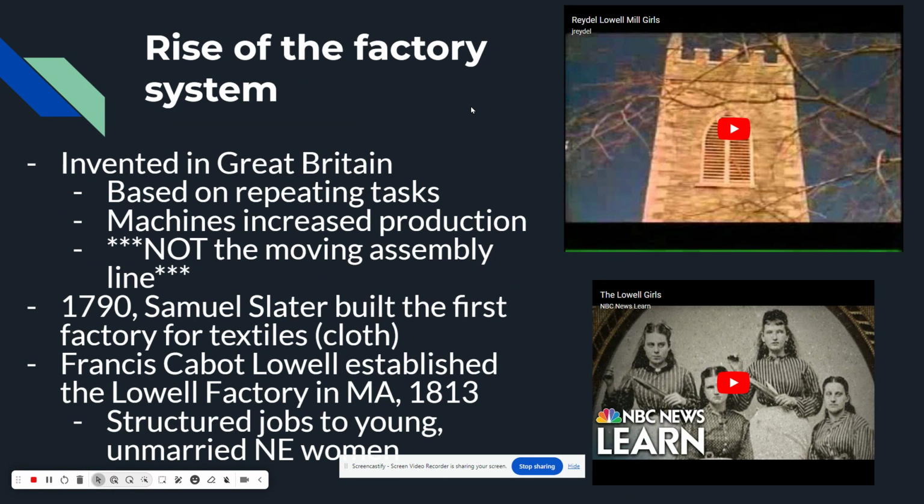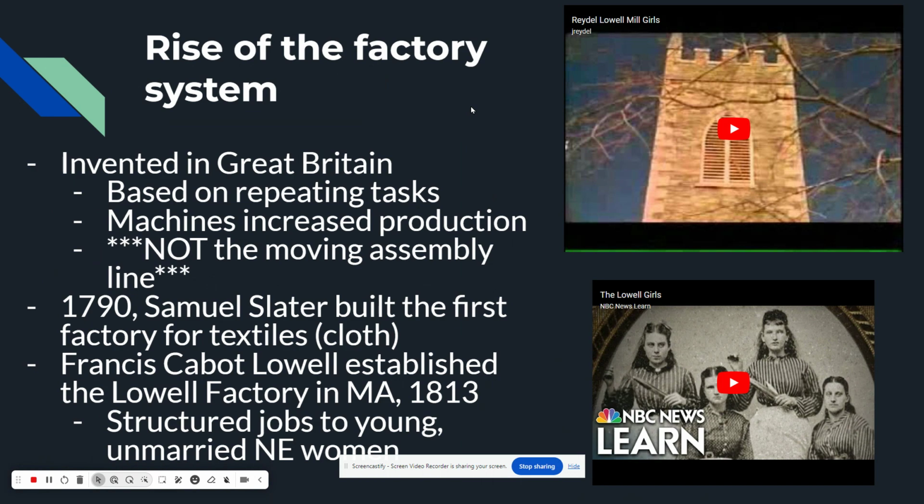Simultaneously, we have the rise of the factory system. The factory system is using machines and workers to mass produce things. It was first developed in Britain, and then it moves to the United States. And the first sector you have is the textile industry. Machines increase the production. This is not, however, the moving assembly line. The assembly line we're going to save for after the Civil War. And that's Henry Ford's car development.